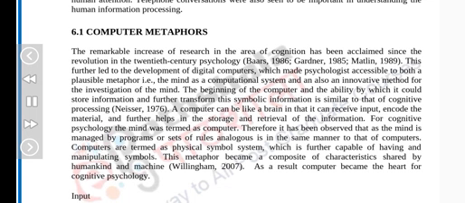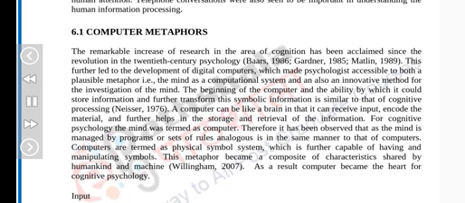Neisser, 1976. A computer can be like a brain in that it can receive input, encode the material, and further help in the storage and retrieval of the information. For cognitive psychology, the mind was termed as a computer. Therefore, it has been observed that the mind is managed by programs or sets of rules, in the same manner as computers.